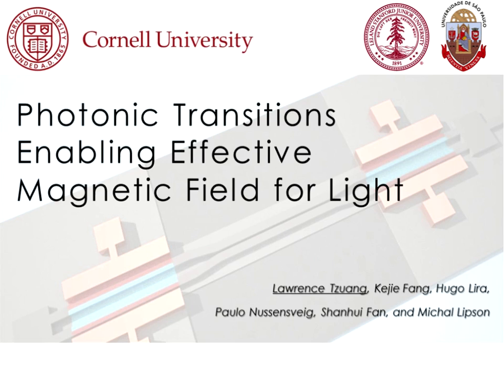Today I'm going to talk to you about what photonic transitions are, and what photonic transitions do to the photons, and that would enable an effective magnetic field for light. And the experimental demonstration will be all on an on-chip platform, so hopefully in the end I'll convince you that this will be a viable path to create an effective magnetic field for light using silicon photonics or integrated photonics.